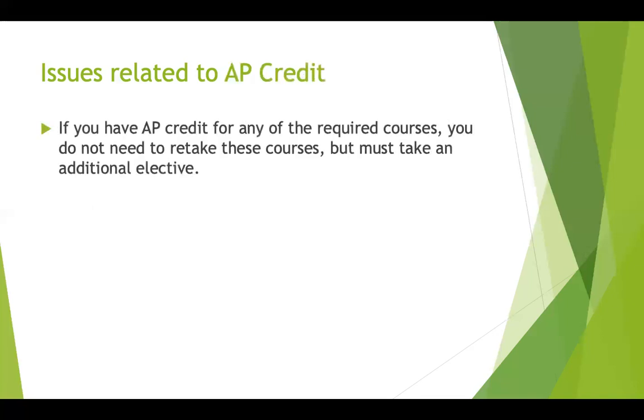In terms of AP credit, if you have AP credit for any of the required courses in the minor, you don't need to retake these classes, but you must take an additional elective to replace them. So if you have credit for AP stats or AP micro, you don't need to take stats for econ, you don't need to take principles of micro, and you should instead take an econ elective in its place. Again, as mentioned on the previous slide, it's just got to be the case that the total number of classes that are counting towards the minor and aren't counting towards another major or minor is equal to 5.